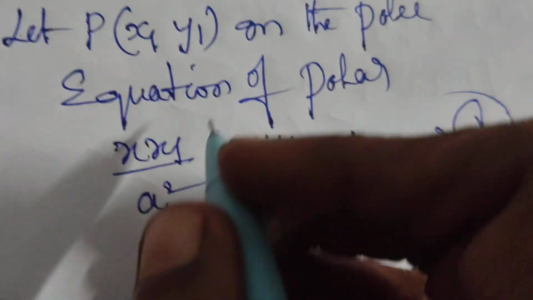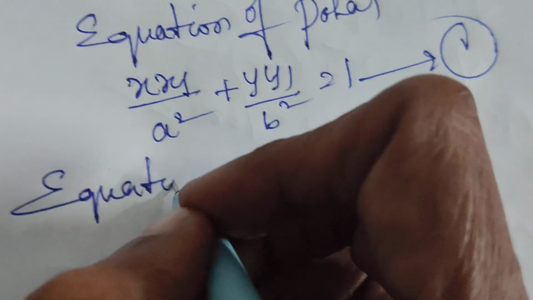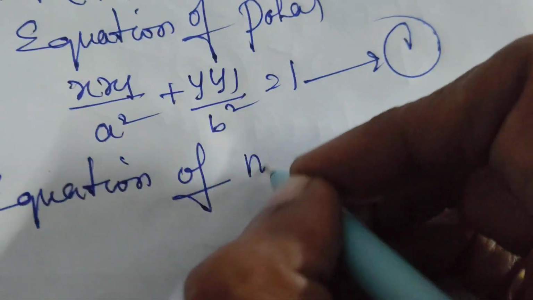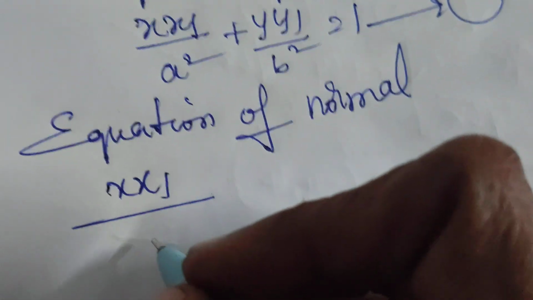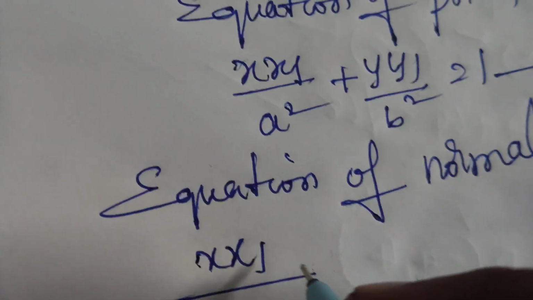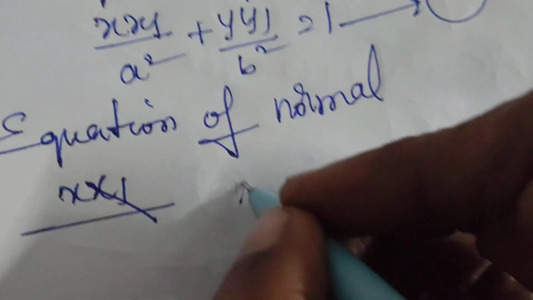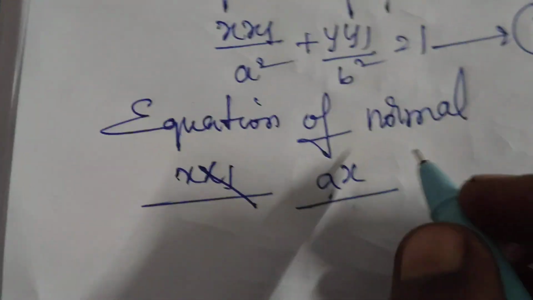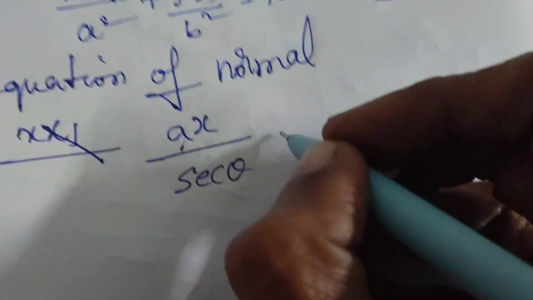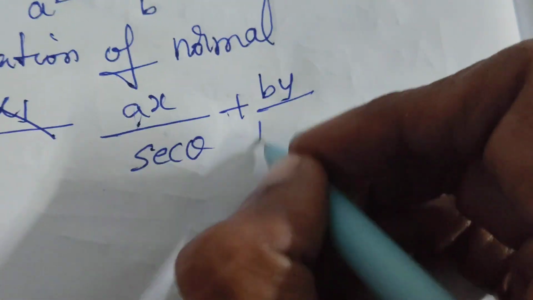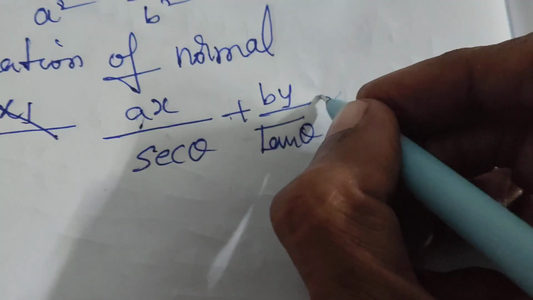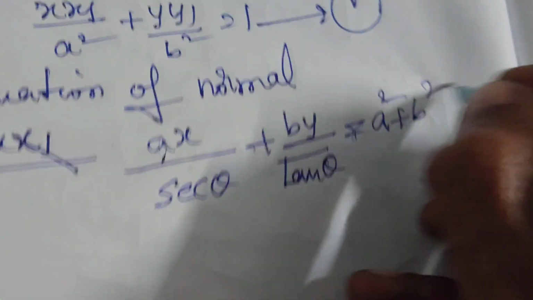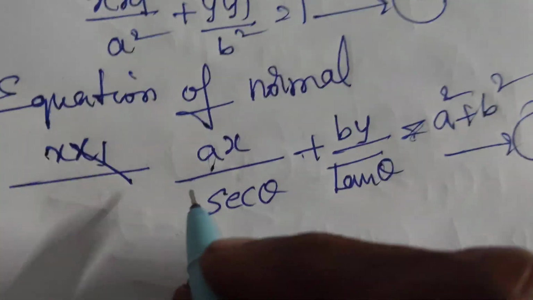Next, the equation of the normal is ax by secant theta plus by by tan theta equals to a square plus b square. Consider this as equation number 2.